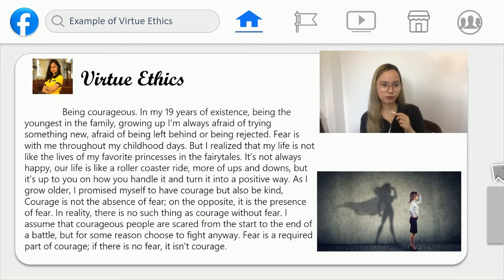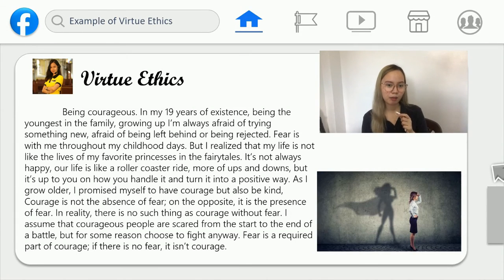One example of virtue ethics is being courageous. In my 19 years of existence, being the youngest in the family, growing up, I was always afraid of trying something new. Afraid of being left behind or being rejected. Fear was with me throughout my childhood days, but I realized that my life is not like the lives of my favorite princesses in the fairy tales.